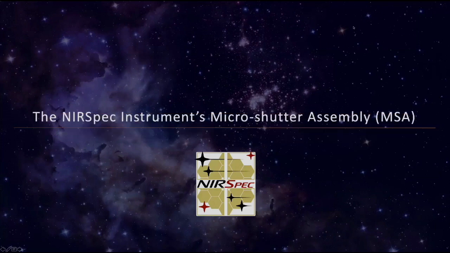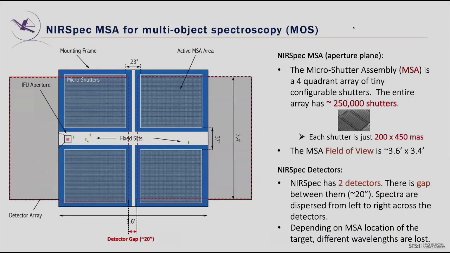The MOS mode on the NIRSpec instrument uses the microshutter assembly as the hardware for this mode. The microshutter assembly consists of 4 quadrants, each with many tiny little shutters that can be configured to open slits on objects in the field of view. The entire array has about 250,000 shutters. The shutters are separated by little bars between them. Each of the shutter doors can be opened or closed to configure those slitlets.